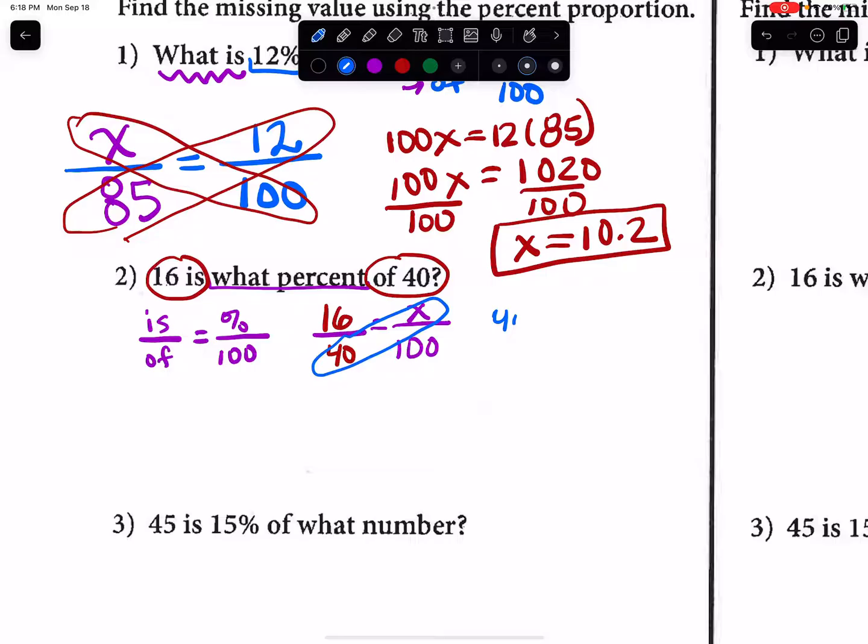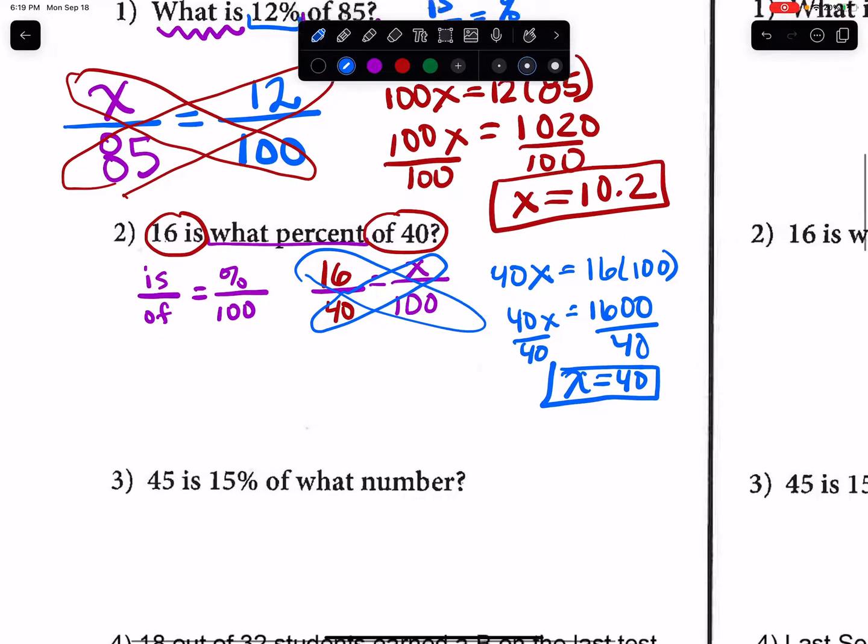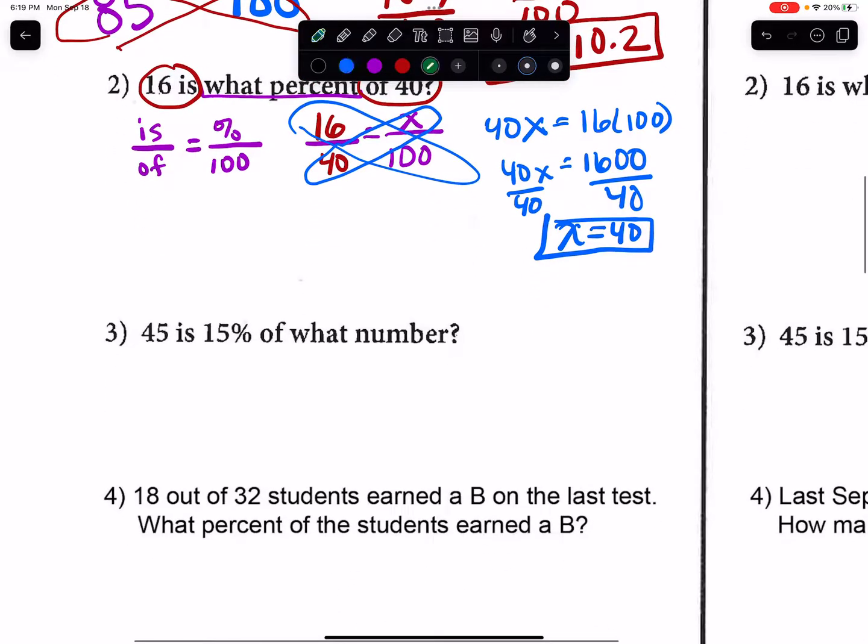Now I'm going to use cross products. 40 times x equals 16 times 100. So 40x equals 1600. Divide both sides by 40. And remember, you're just showing your work. You can use a calculator if you need to. So 40 times 40 is 1600. So x is going to be 40. And that's your answer.